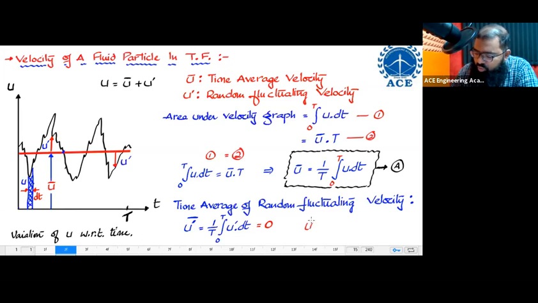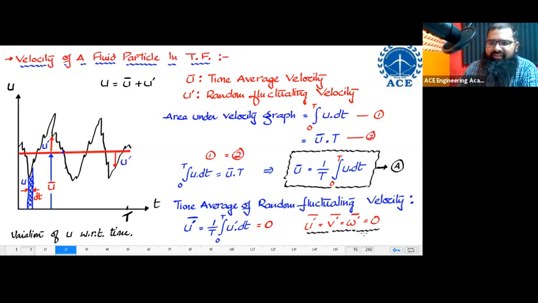That means u prime bar, v prime bar, w prime bar, all of them have to be identically equal to how much? 0. All of them have to be identically equal to 0. This is basic mathematics. Okay. There is no physics involved in this thing.